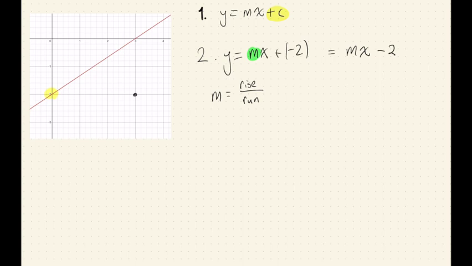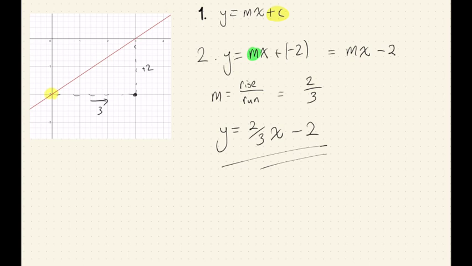I go across from 0 to 3. My run is 3. And then to get back up, I have to go plus 2. So rise over run, 2 over 3. I'm going to keep it like that. Right, so y equals 2 over 3 x minus 2. That looks right, so I'm going to move on.